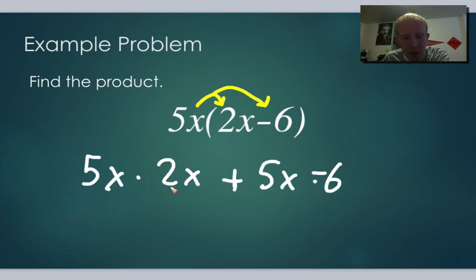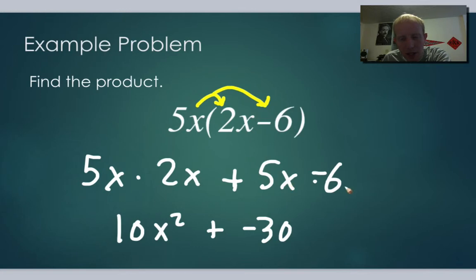So 5 times 2 is 10. x times x is x squared. Plus 5 times negative 6 is negative 30. And then x times 1 is x. Okay, so there you go. There's our expression. So 10x squared minus 30x. Pretty simple. You're just multiplying through and you have your answer.